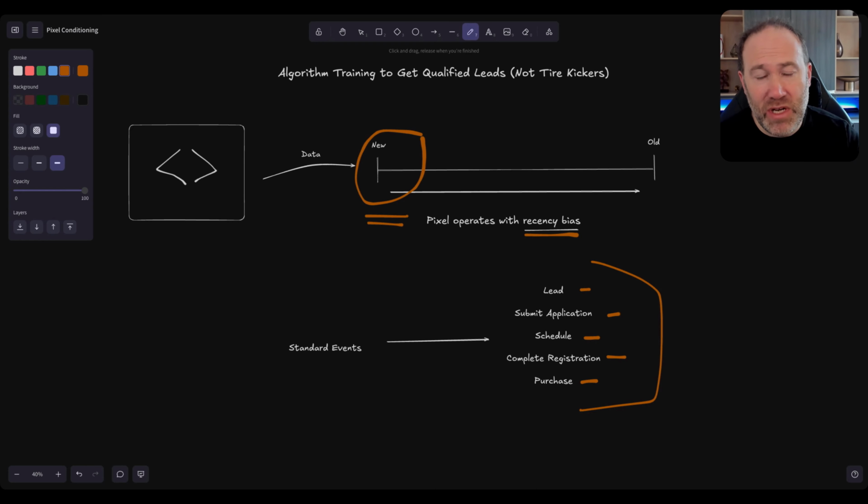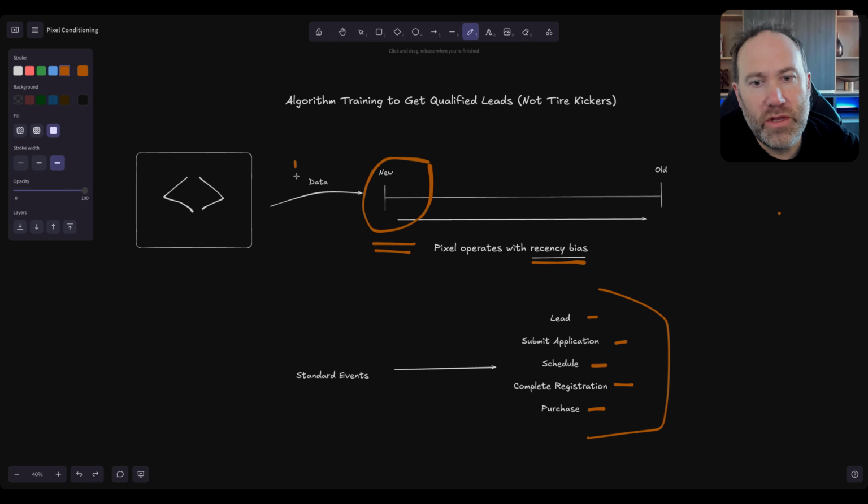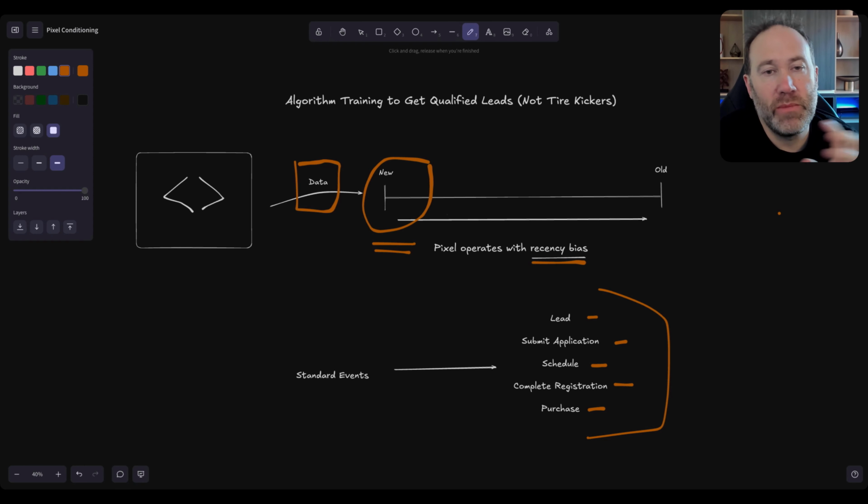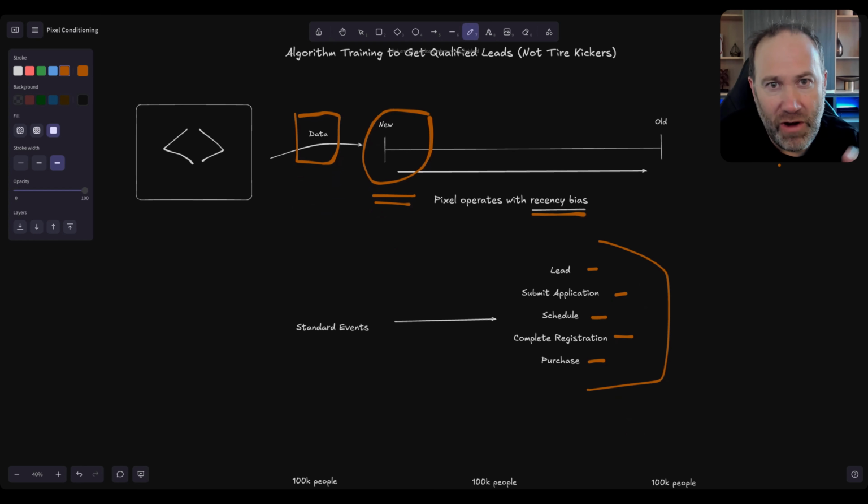But it underlines why it's so important to get this right, because you've got to give it the cleanest, the least polluted set of good data that you can in order to train it to find the best possible people for you. So the data that comes back to the platform, back to the algorithm, based on the data that you're sending back, heavily influences and in many ways determines who your ads are likely to get shown to, as Facebook tries to figure out who's most likely to give it the event that you're optimizing for.